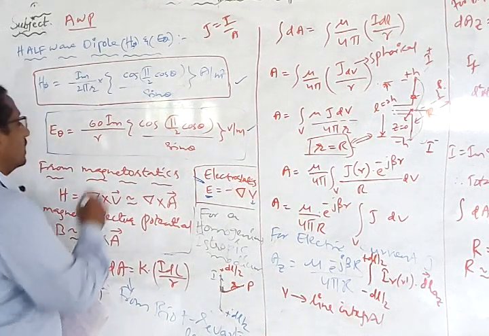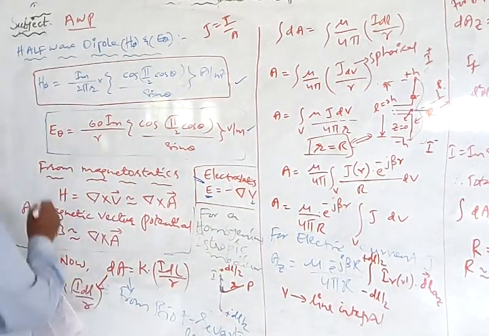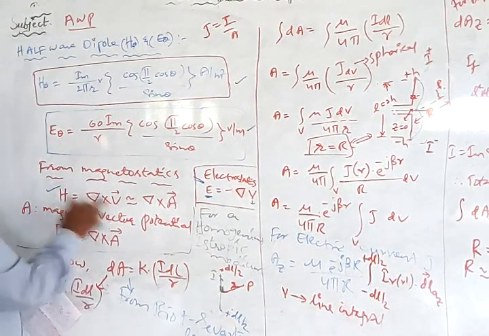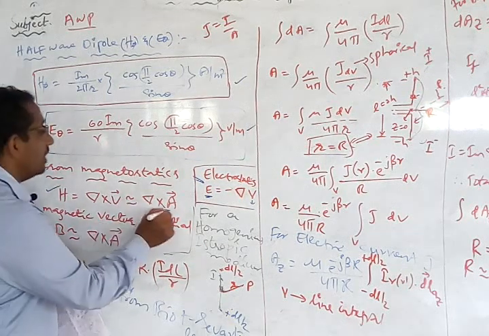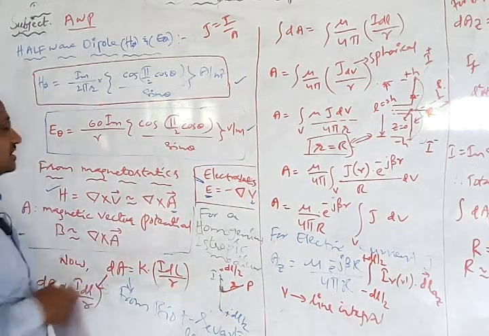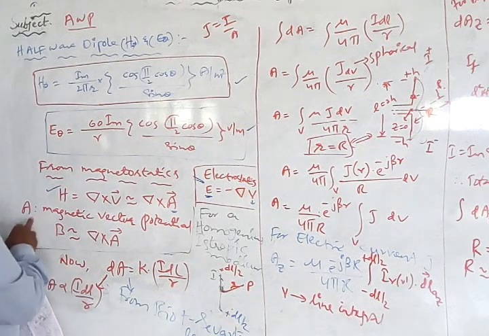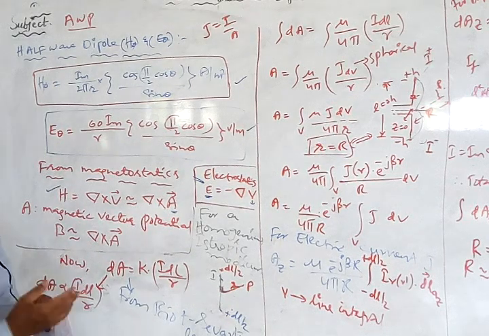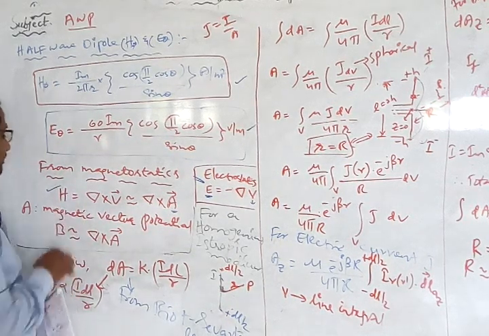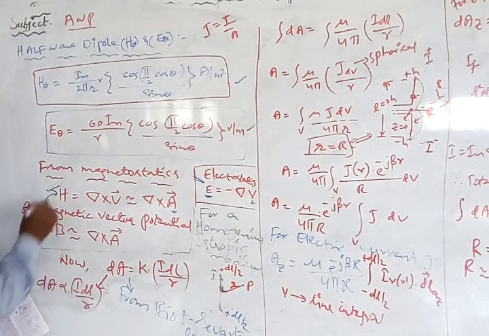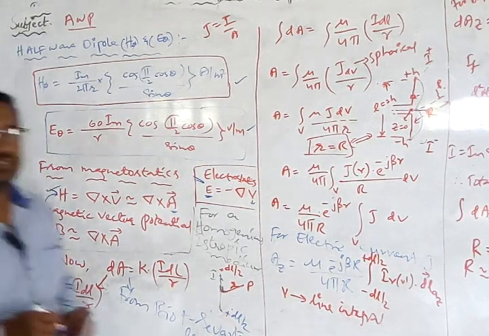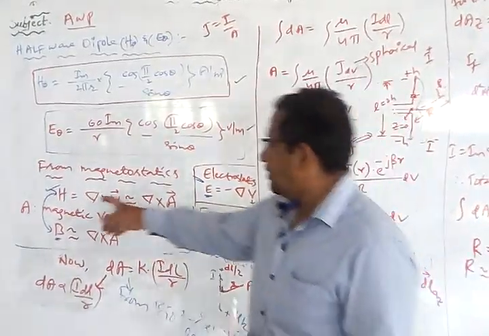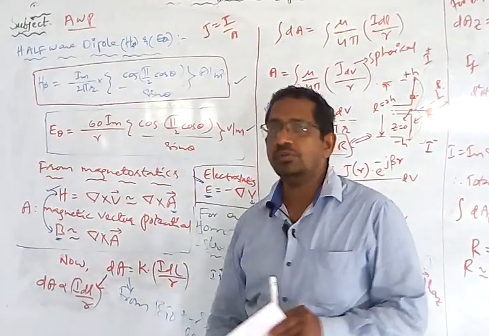Similarly, we have studied magnetostatic fields. Using magnetostatics, the H field, that is the magnetic field vector, is equal to del cross A, where A is the magnetic vector potential, or simply magnetic potential for us. The same equation we can approximately write as B is equal to del cross A, because B and H are directly proportional to each other.